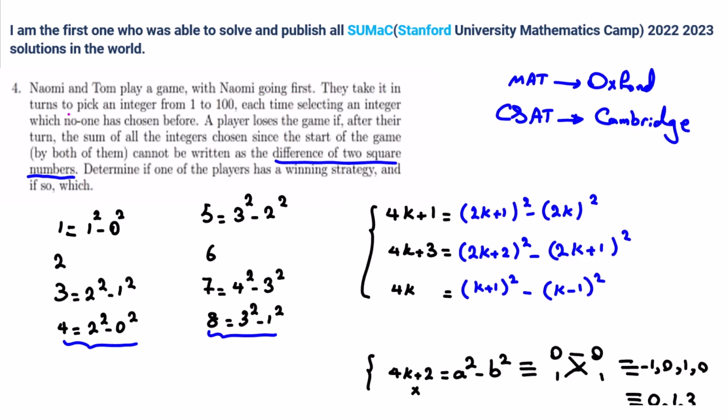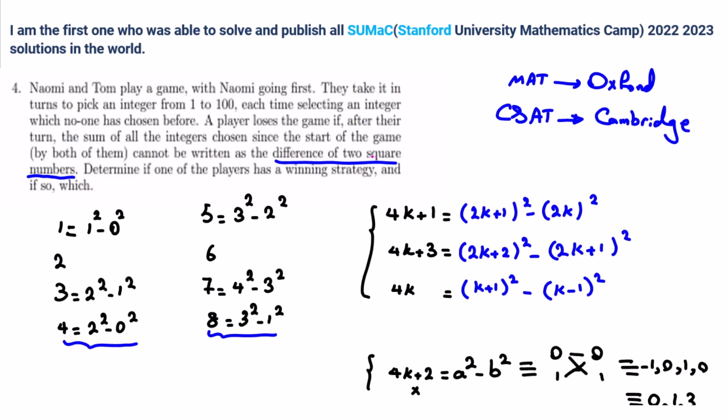They take turns to pick an integer from 1 to 100, each time selecting an integer which no one has chosen before. A player loses the game if after their turn the sum of all the integers chosen since the start of the game cannot be written.